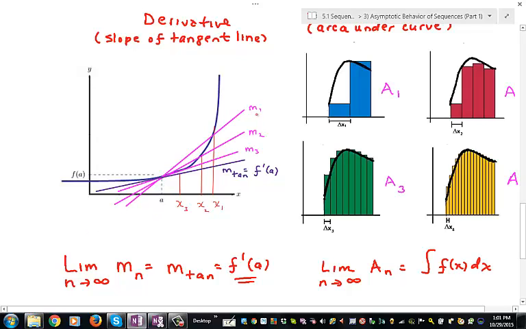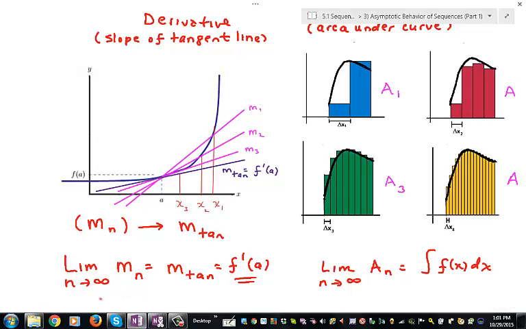And what we did was we looked at the slope of those secant lines. So we had a sequence of the slopes of the secant lines. And what we showed is when the derivative exists, these slopes converged to the slope of the tangent line. In other words, the limit of the slopes of the secant lines converged to the slope of the tangent line, which we know is equal to the derivative of the function at that point. So again, the notion of a derivative can be derived purely from using sequences.